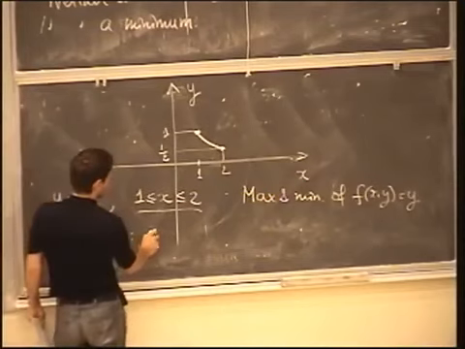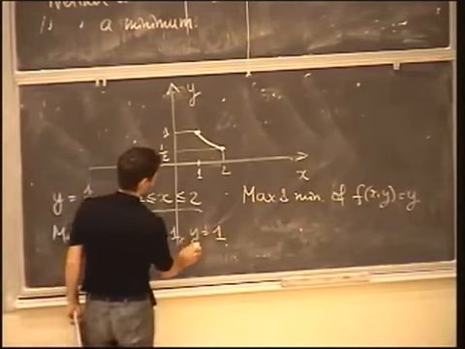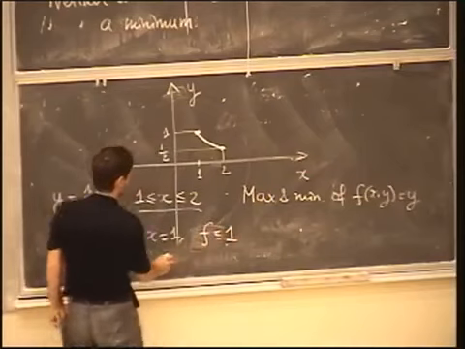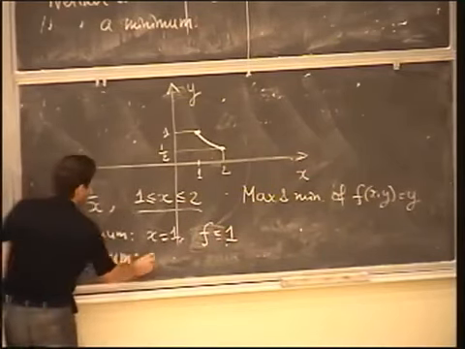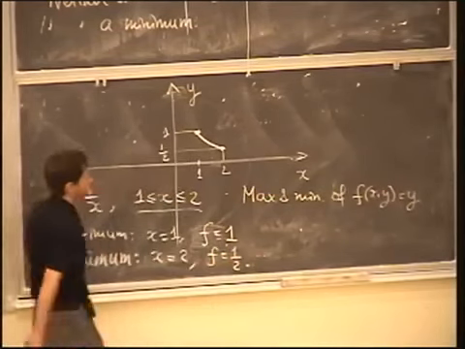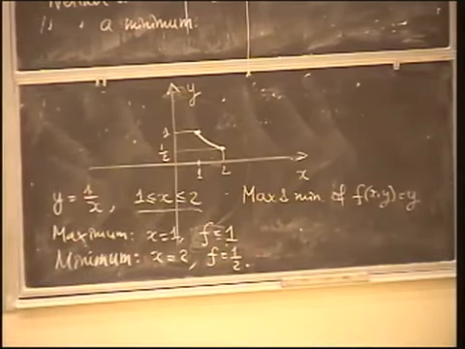And the maximum is when x is 1 and y is equal, in this case y is 1. So let's just write f is 1. And the minimum is at x equal 2. In this case, f is 1/2. Okay. Any questions about this?